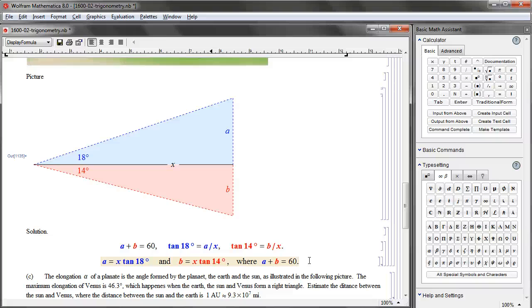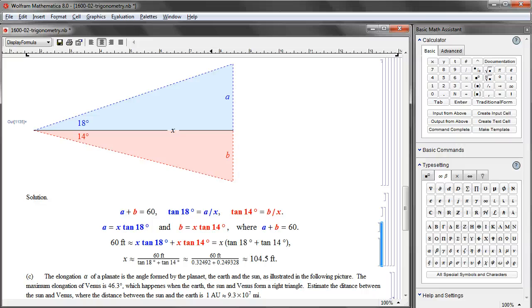So what do we have? A plus B is equal to 60. Plug those blue and red relations in the appropriate places according to my color coding here. And we have x tangent of 18 degrees plus x tangent of 14 degrees is equal to 60, approximately, of course. From this, we can solve for x. That's easy now. Punch the values into the calculator. Tangent of 18 degrees is 0.32 something. Tangent of 14 degrees, 0.24 something. And after algebraic manipulation, we have 60 over that figure. We end up with 104.5 feet.